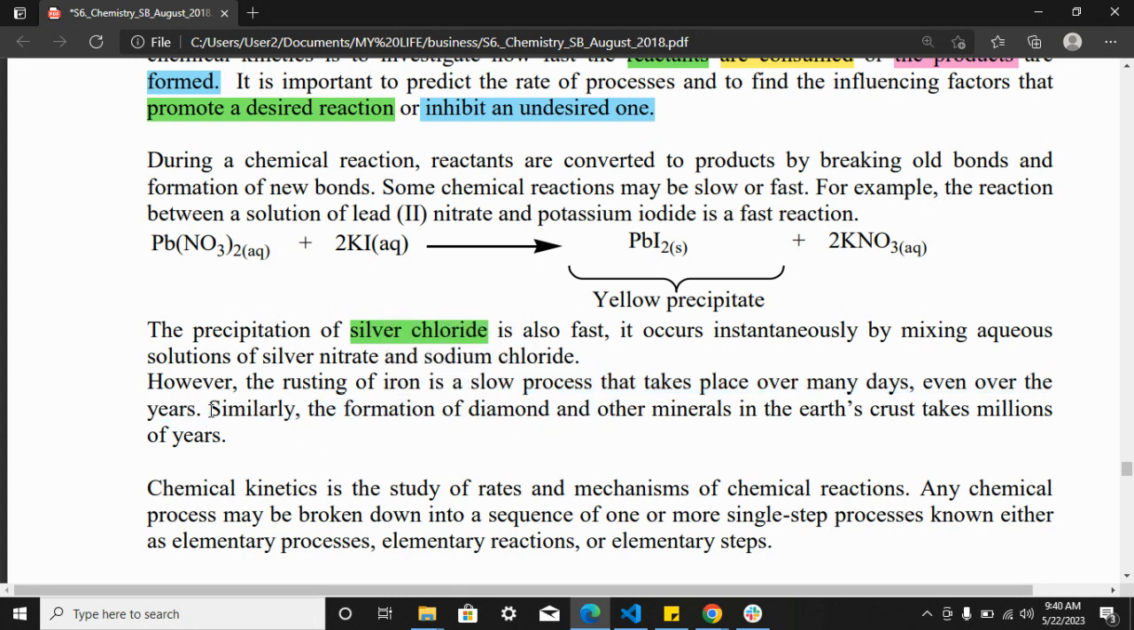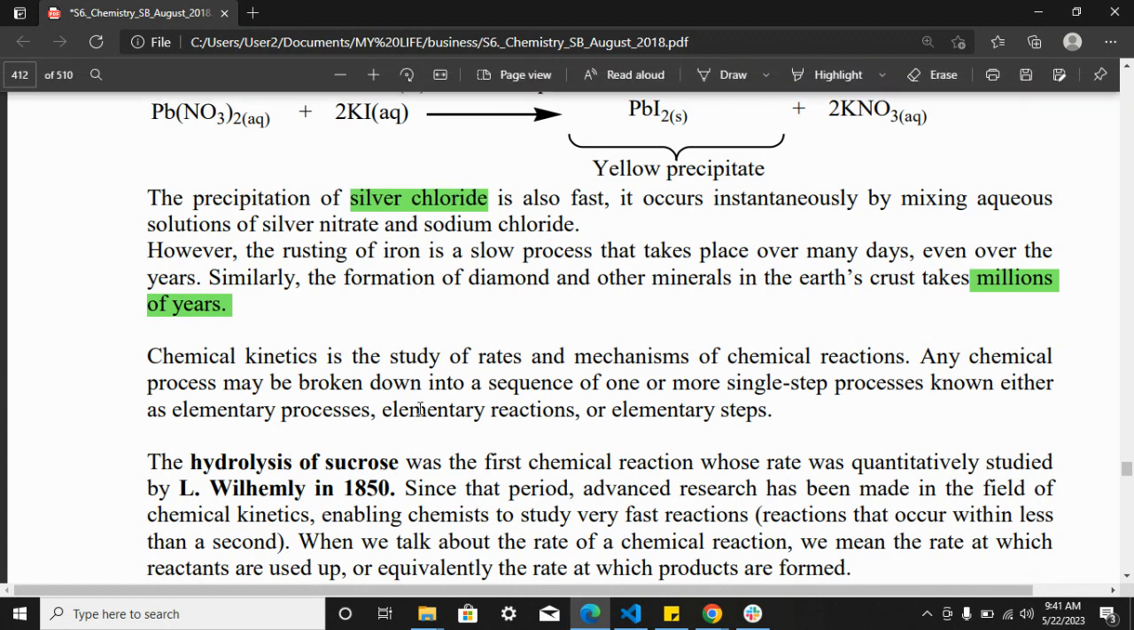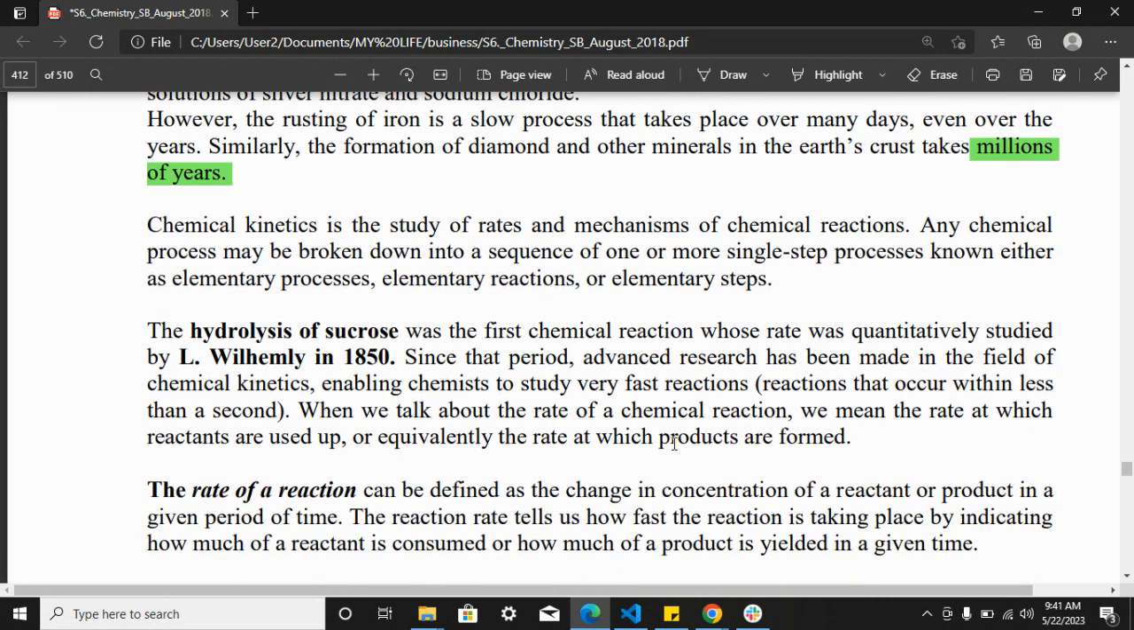Rust can take even years to form, because rust is also a chemical reaction. So similarly, the formation of diamond and other minerals in the crust, the formation of minerals including diamonds, those reactions take even millions of years. So chemical kinetics is the study of rates and mechanisms of chemical reactions. Any chemical process may be broken down into a sequence of one or more single step processes known either as an elementary process, or elementary reaction, or elementary steps.